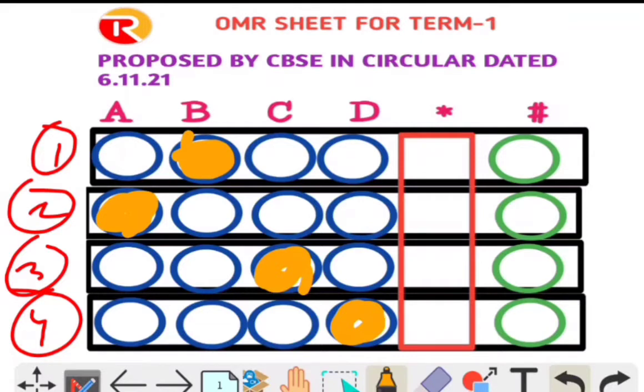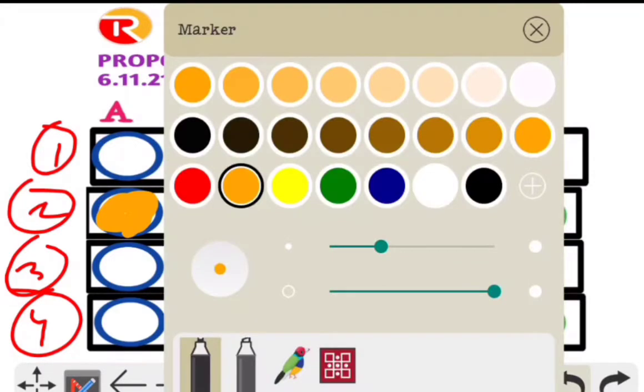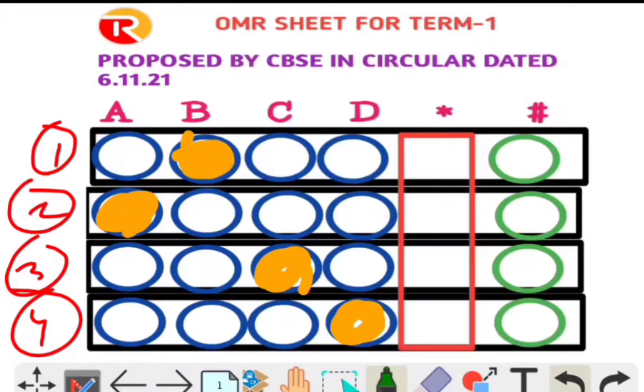To solve this problem, CBSE has introduced a star place. Now how to fill up this star place? Suppose you are thinking the answer is C, but you have already filled up the option B. So what you will do, you will just fill up the option C. You have already filled up the option B, but you will also fill up the option C.